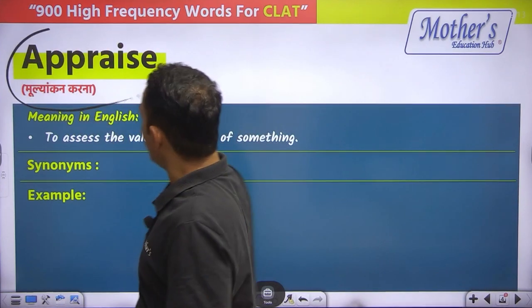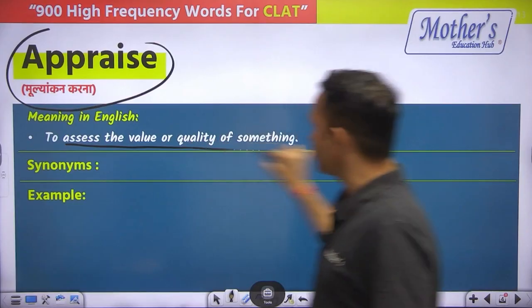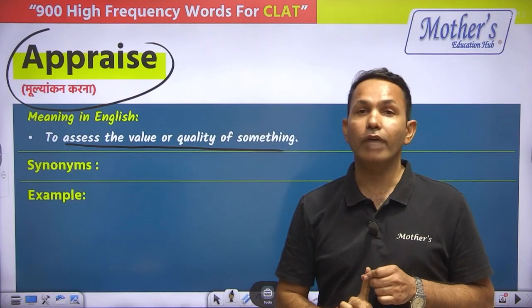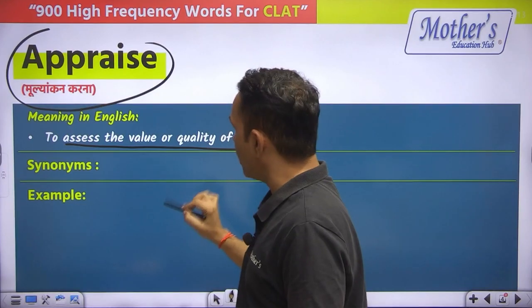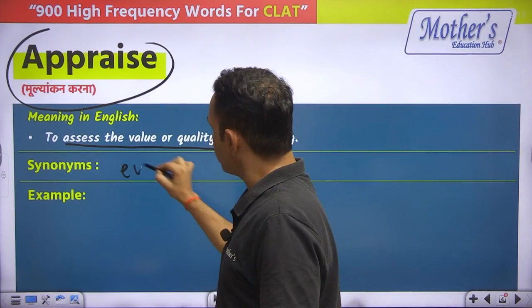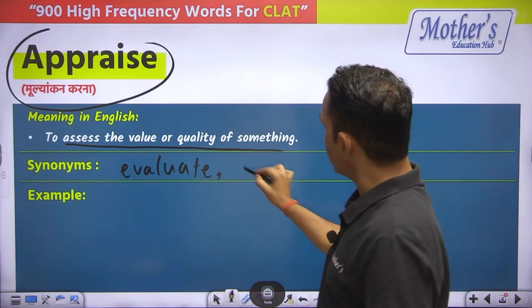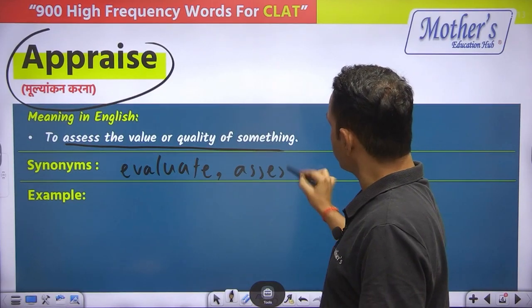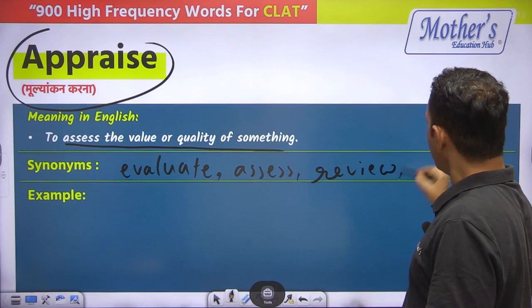Let's move on to the next word, and our next word is appraise. Students, appraise means to assess the value or quality of something, and the synonyms of appraise are evaluate, assess, review, and judge.